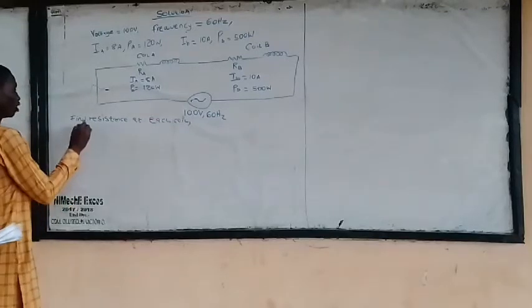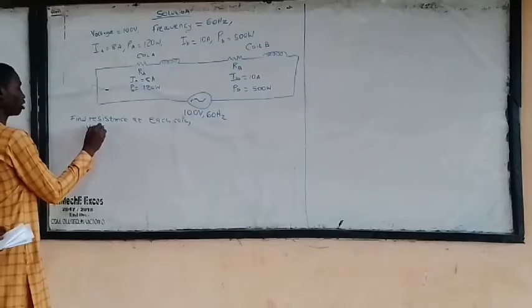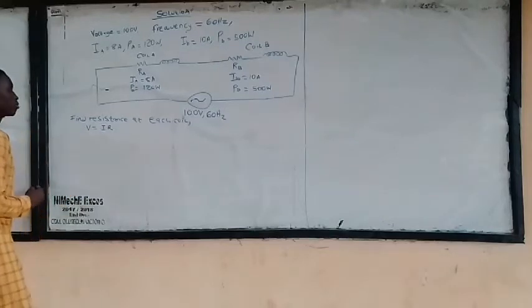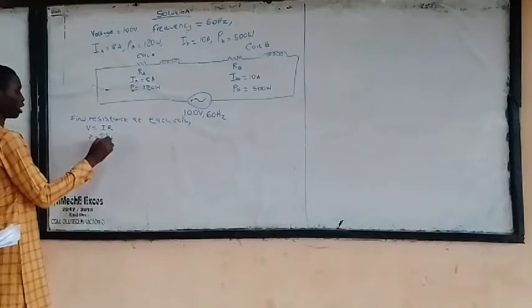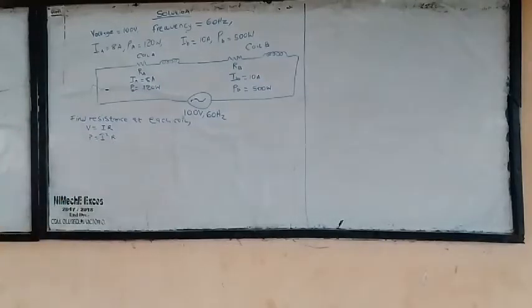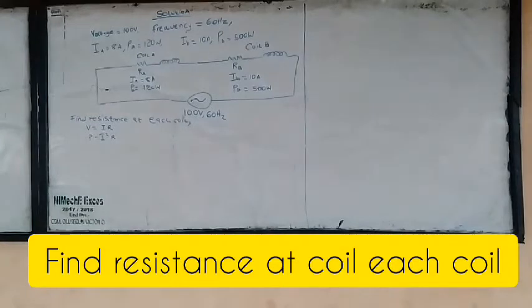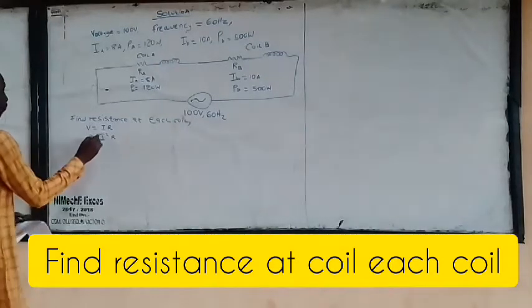Now, V is equal to IR, we agree, and power is equal to I squared R. Do we also agree with that? Okay. We have power equal to I squared R. Okay.